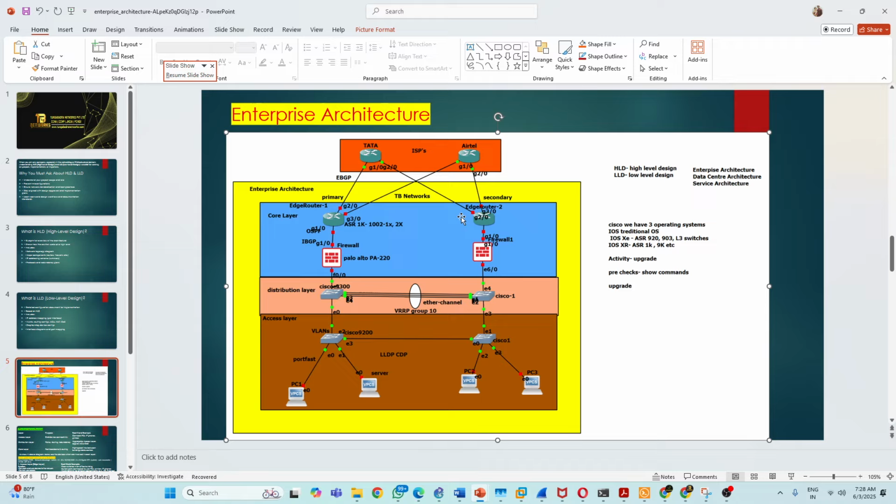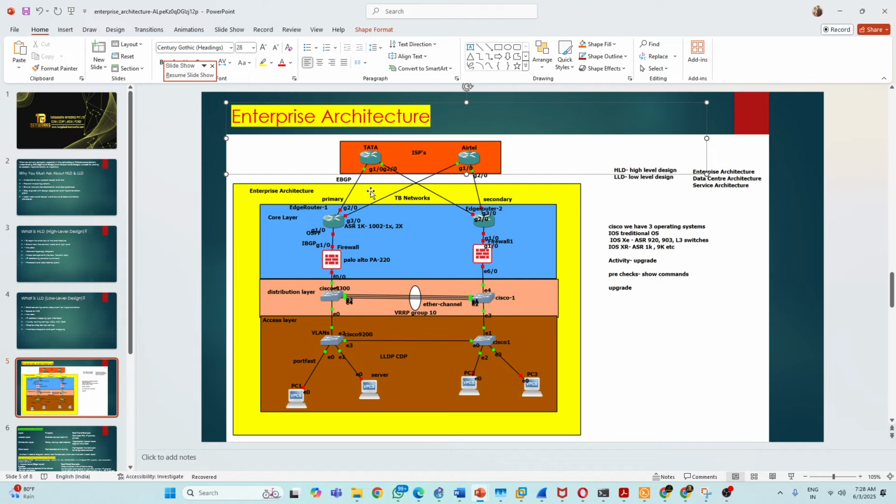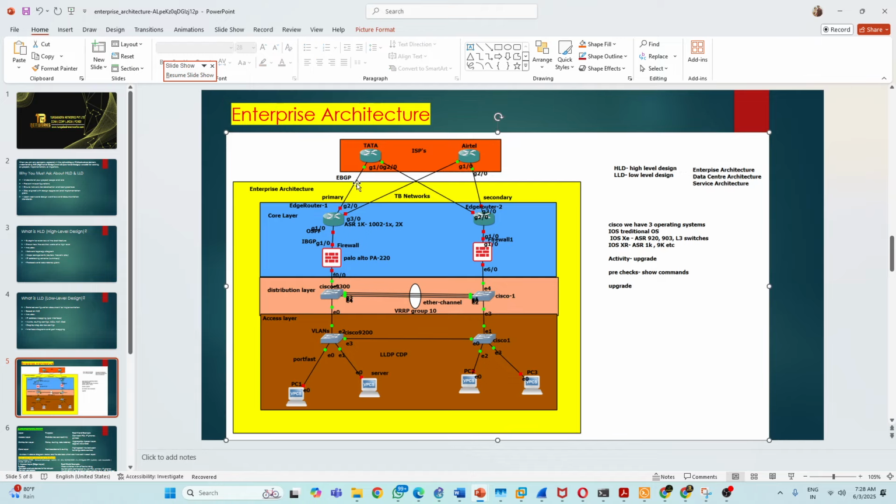I'm not sure how many people have taken the real-time project. This is a project I discussed; there are a lot of projects in the training, and this is one of the enterprise projects. This is the primary path, and this is the secondary path for redundancy. If anything happens to this router, your entire organization will lose the internet. That's why every organization uses two routers, and each router is connected to two ISPs to get an internet connection.